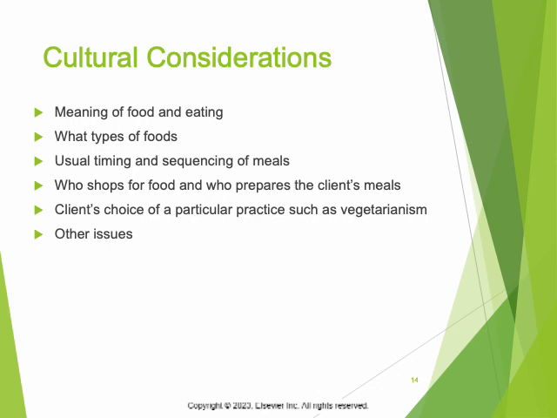Sometimes food has a symbolic relationship or religious connotations, and we have to consider all of those things before we can put a plan into place. Because consider putting a plan into place for a person that has no preference for the foods that you're putting on the plan. What are the chances that they can follow the plan or easily follow the plan?